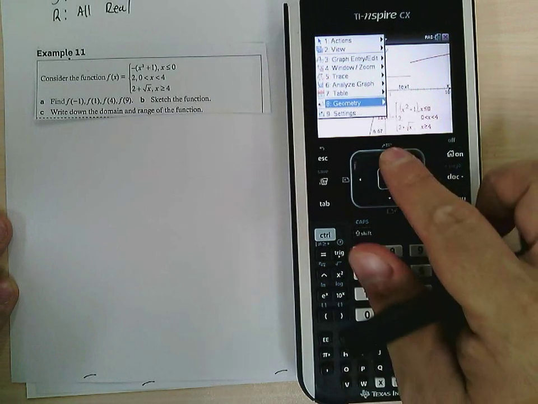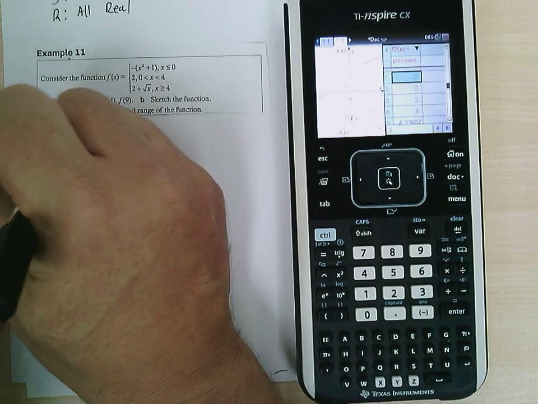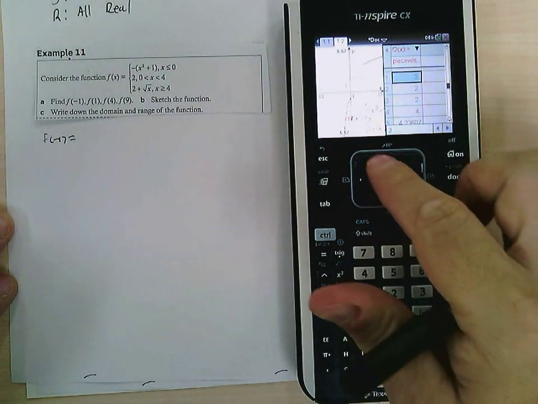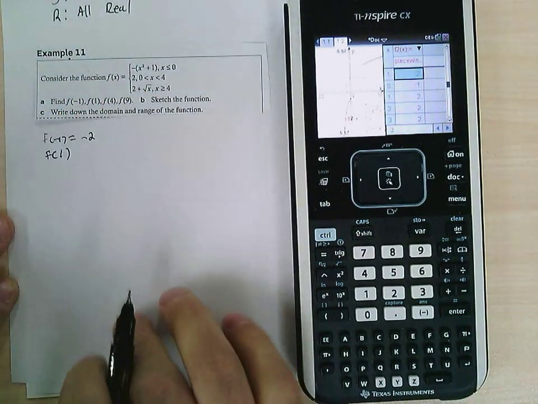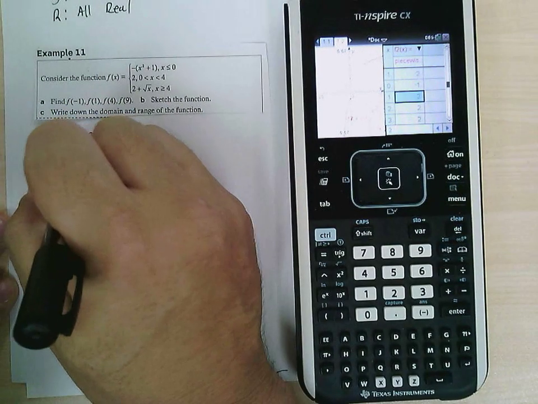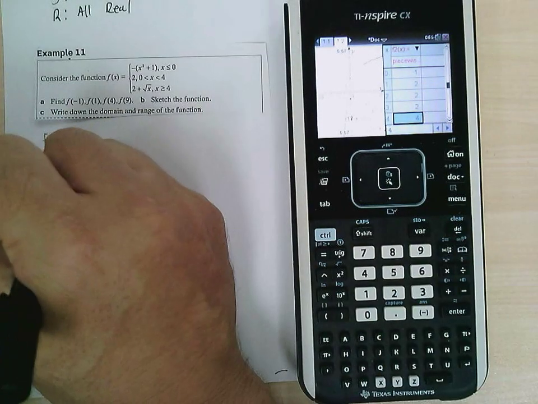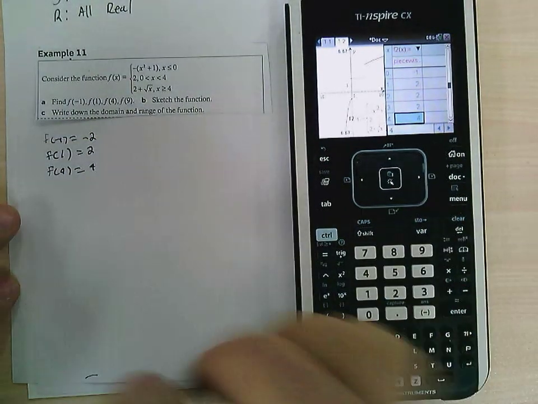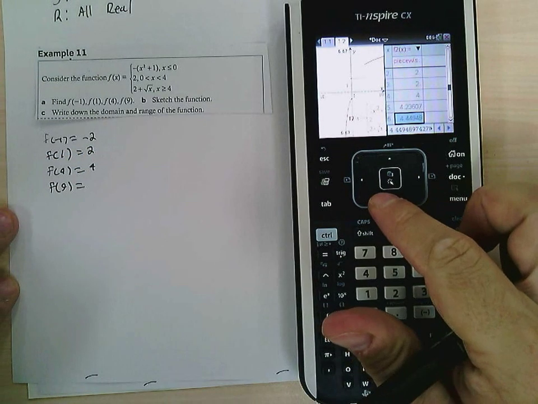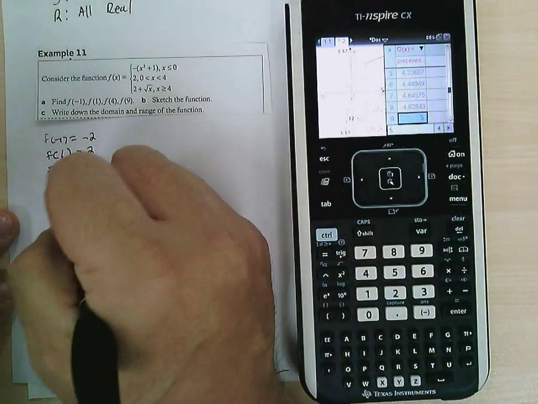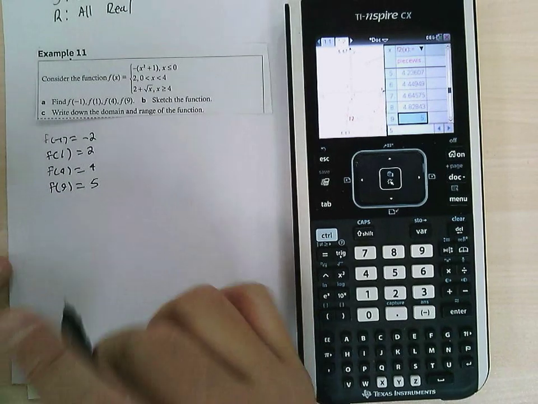Then we had to find the table. I can go to the table, and I needed to find f of -1. So f of -1 is -2. F of 1 is going to be 2. And f of 4 is 4. And then f of 9 is 5. There we go. So that's our sketch. What's the domain and range?